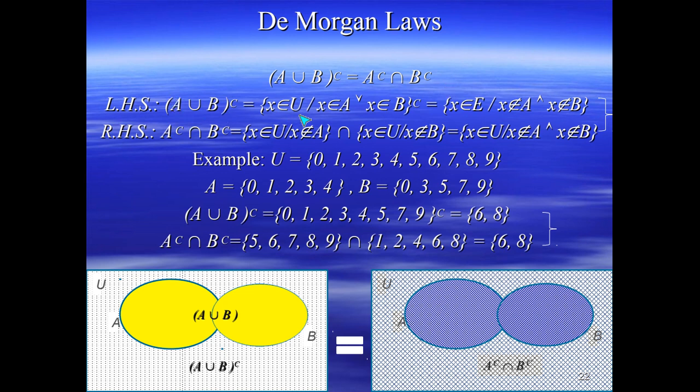What is A union B? It is {x ∈ U such that x ∈ A or x ∈ B}. This is A union B. We will take the complement of this one.